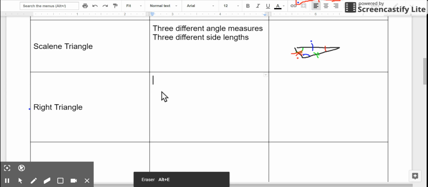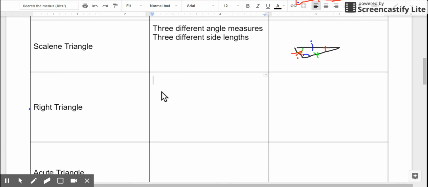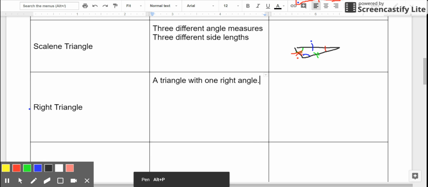The next vocabulary word that we're going to review today is right triangle. A right triangle is a triangle with 1 right angle. Draw yourself a right triangle.